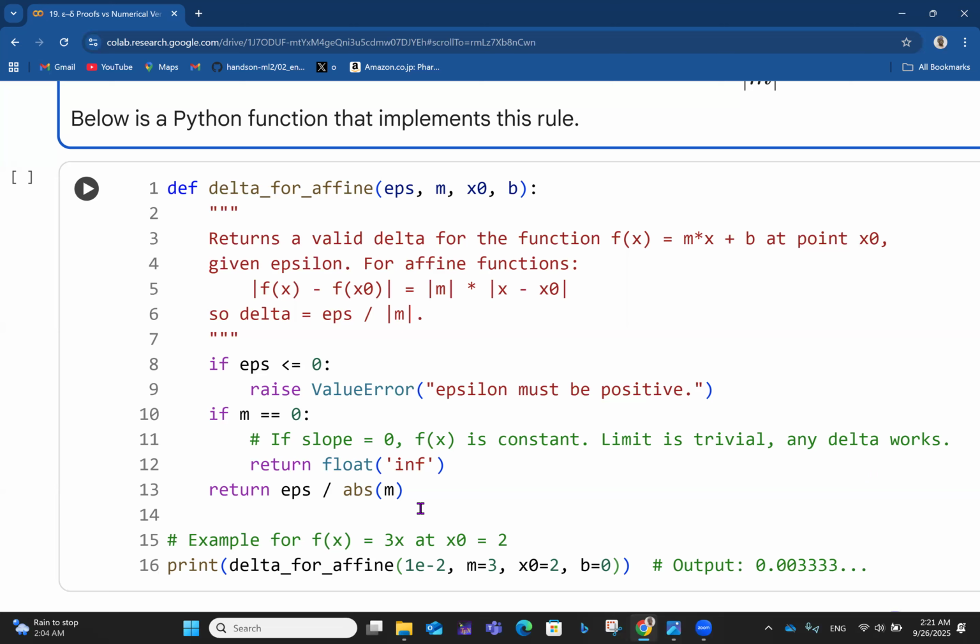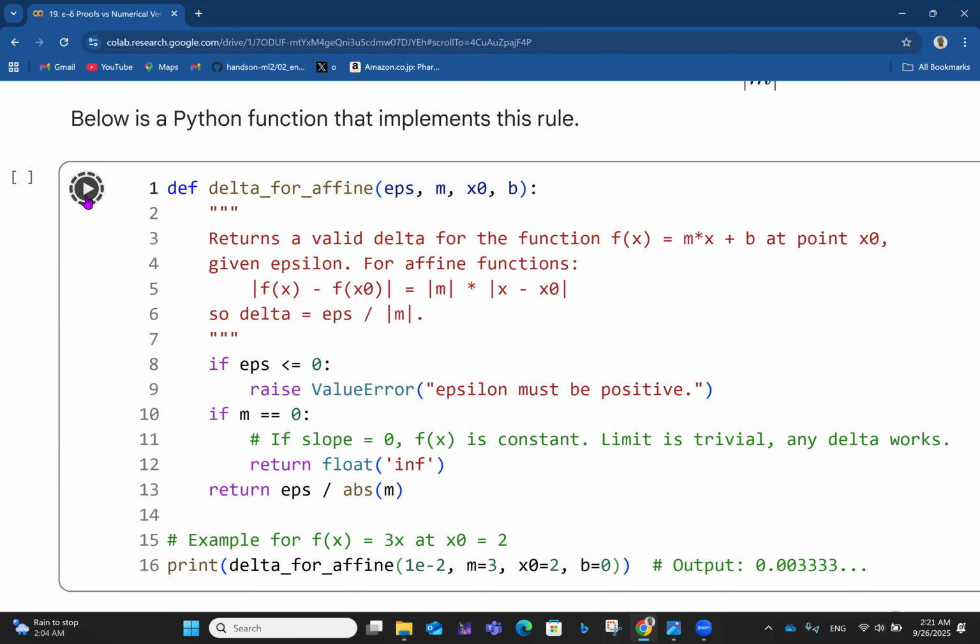So for here now, let's say an example for f of x equals 3x at x naught equals 2. What we just need to do is copy this one out. We print delta for affine. For the epsilon, we use 1 times 10 raised to minus 2. That's 0.01. Then m equals 3 because we have mx. So our m is 3. Then x naught is equal to 2. And then b is equal to 0 because f of x is 3x like this.